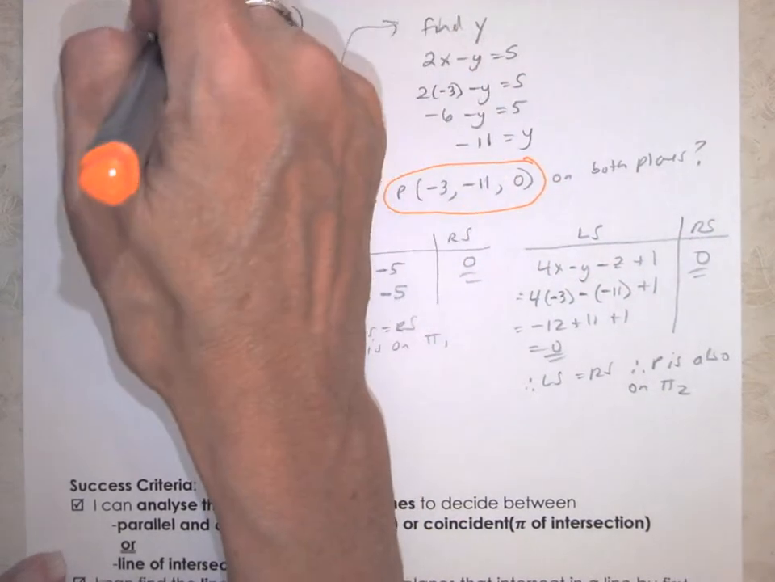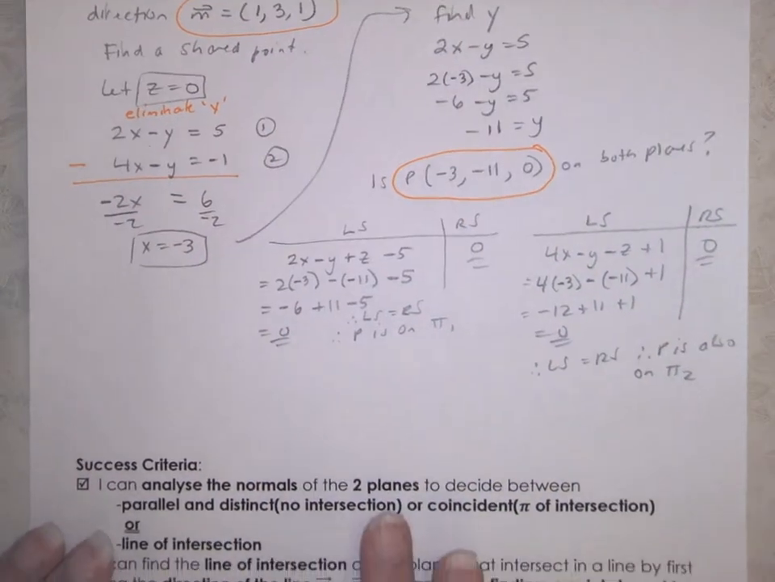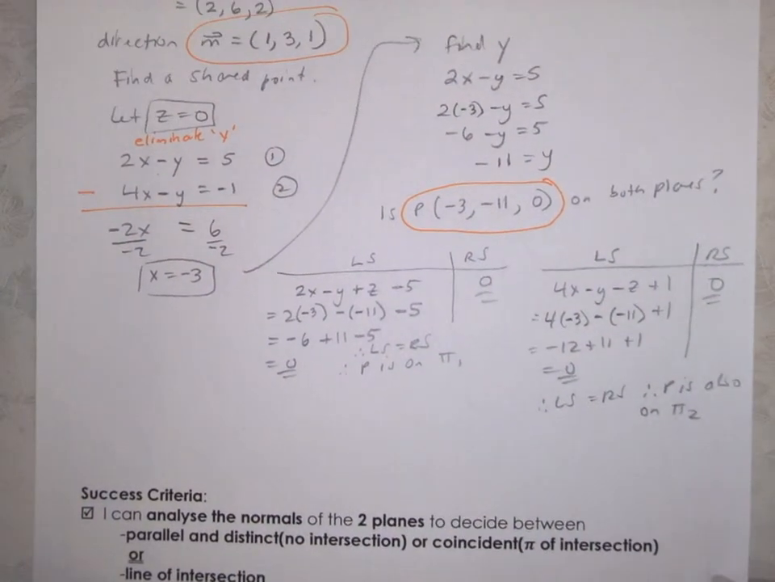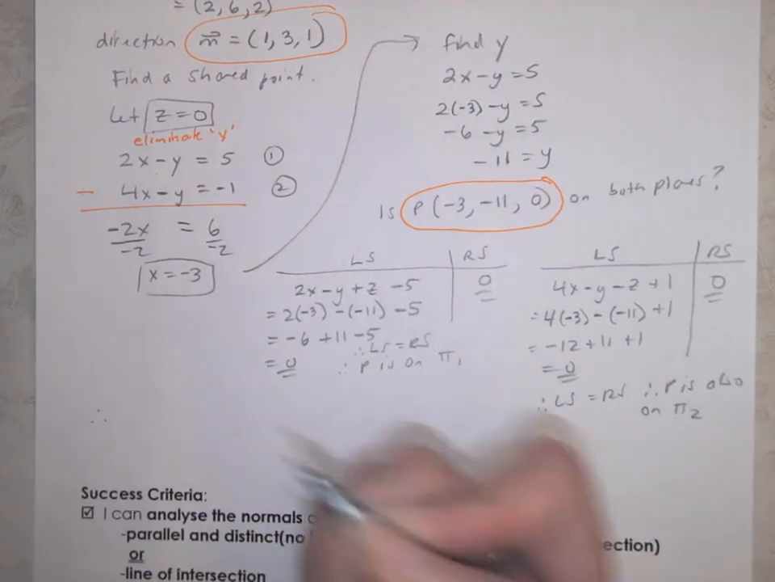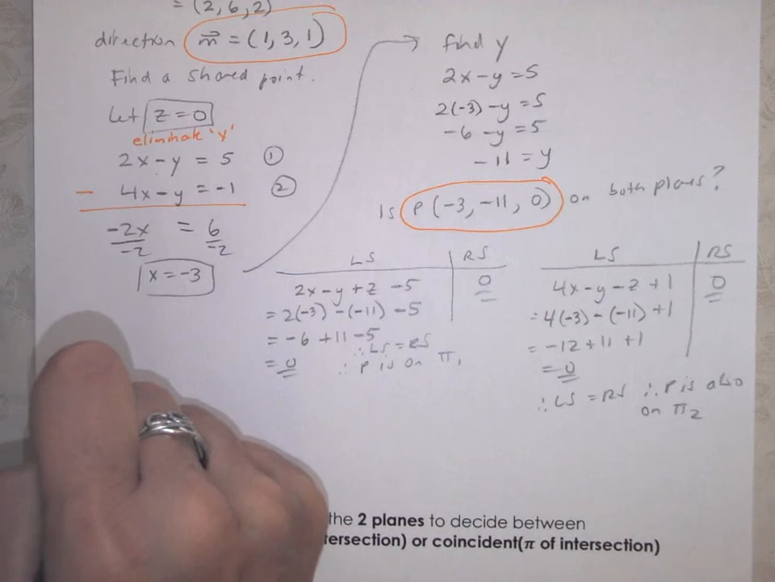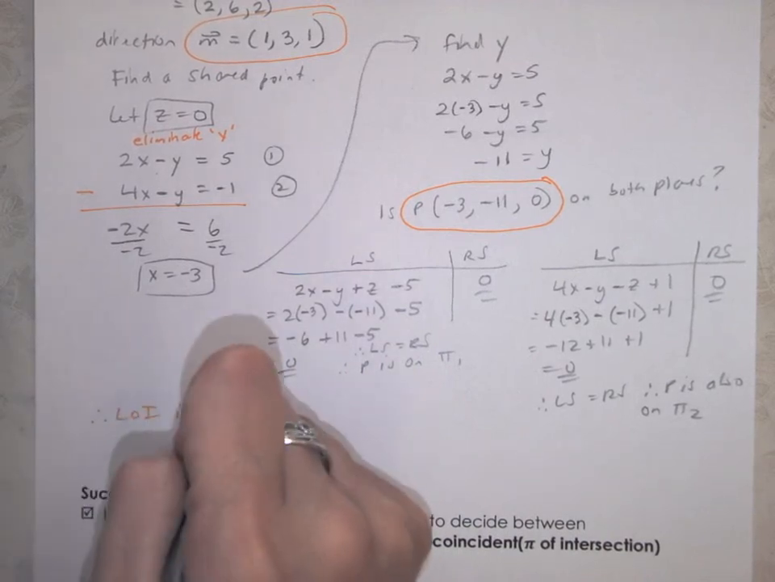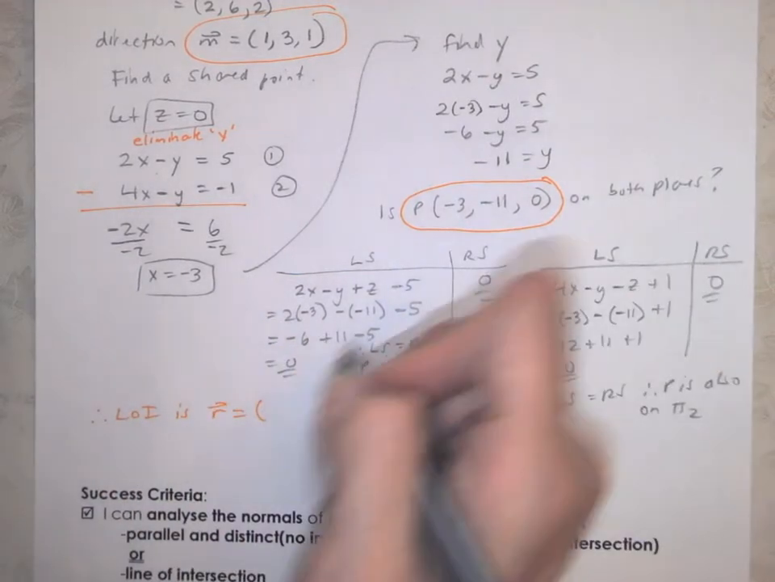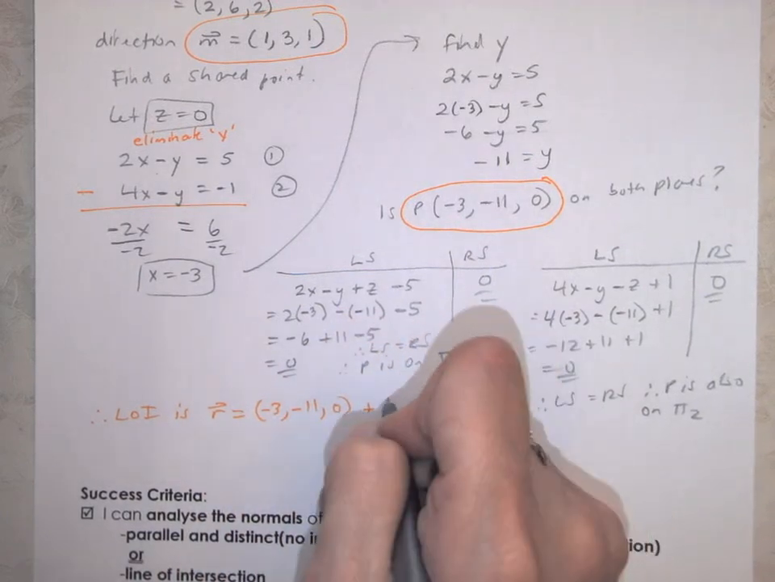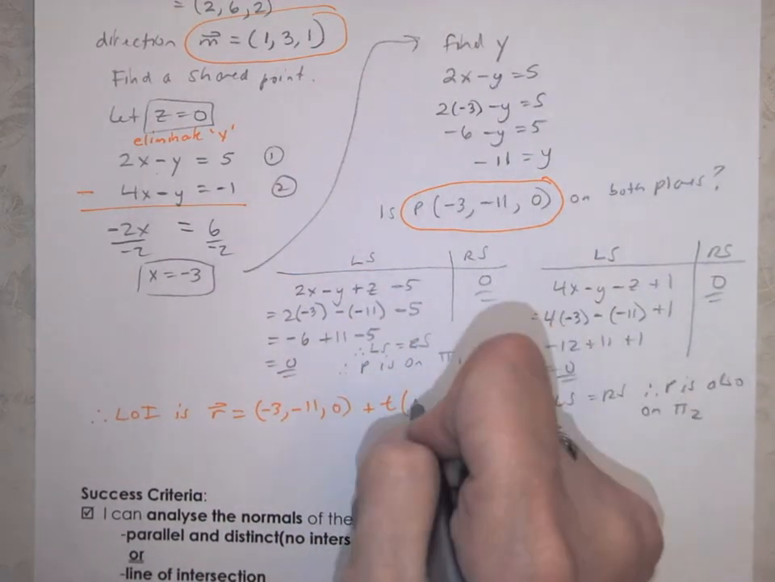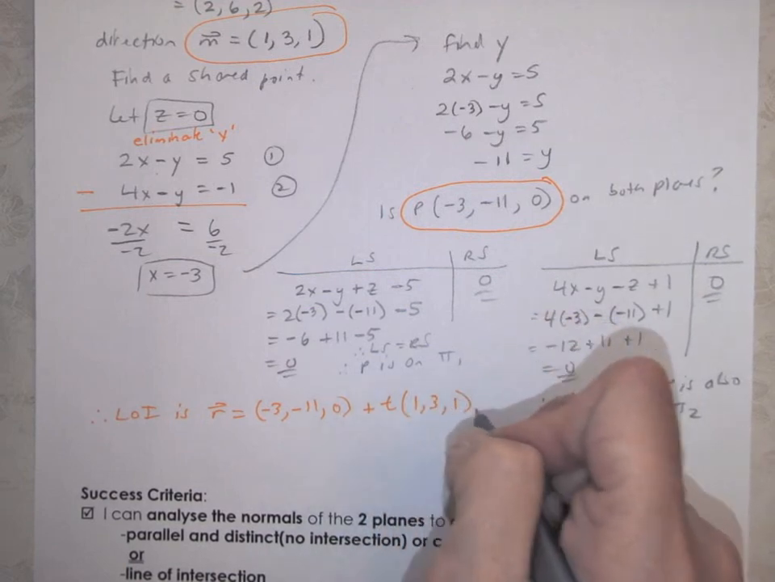We know this is the direction of the line of intersection. So then we can, it doesn't specify how to write it, so I always use a vector if it doesn't say that. So therefore, LOI is R equals -3, -11, 0, plus my parameter t times the direction vector 1, 3, 1.